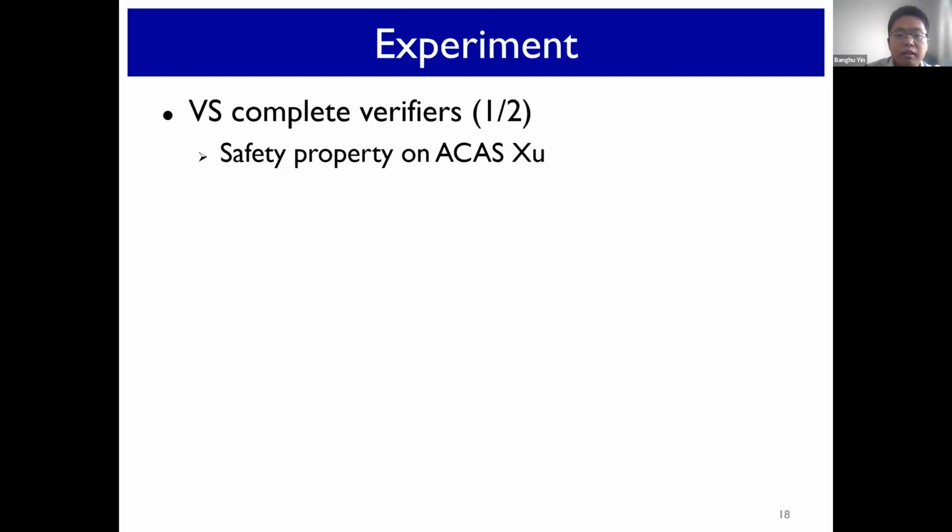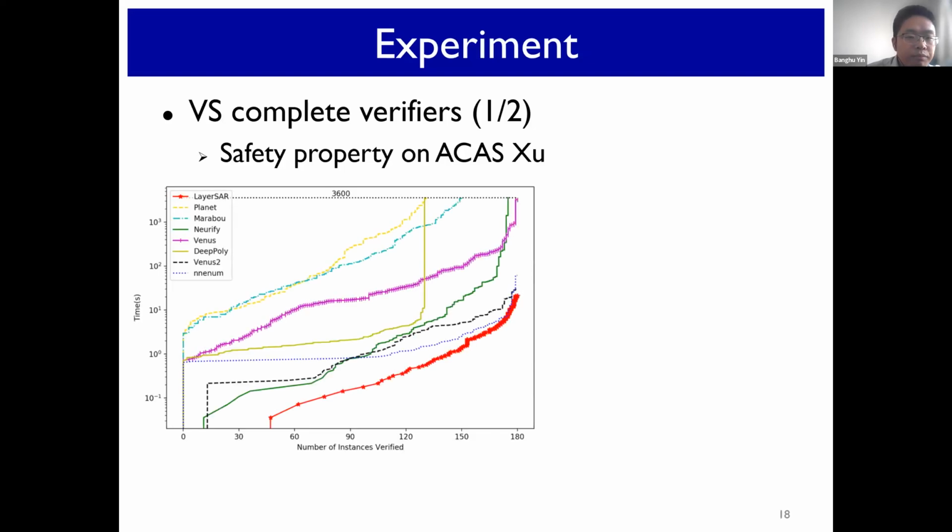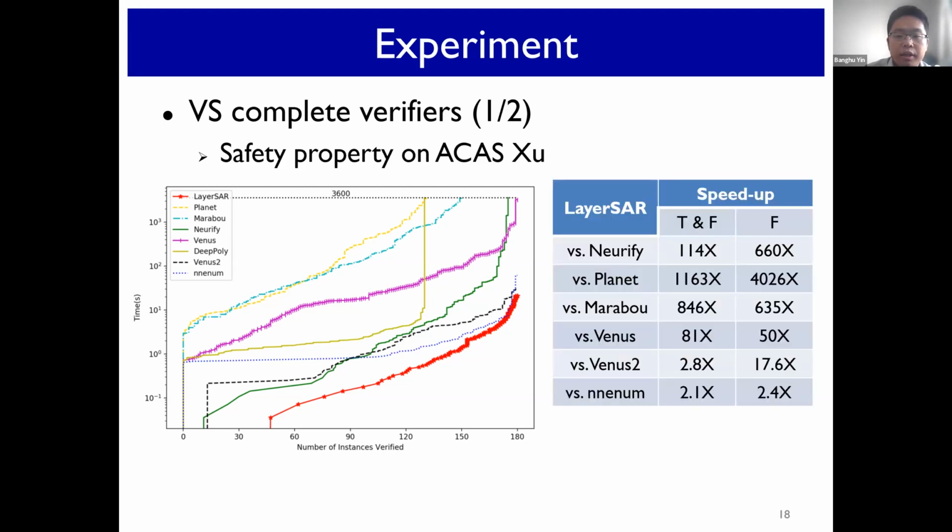We first conduct a comparison on verifying safety properties on ACAS Xu. The result is as follows. The red line is the result of Layerwised, which shows that Layerwised has verified more properties with less time. The table gives detailed speedups of Layerwised over these verifiers. Experimental results show that the approach is efficient.